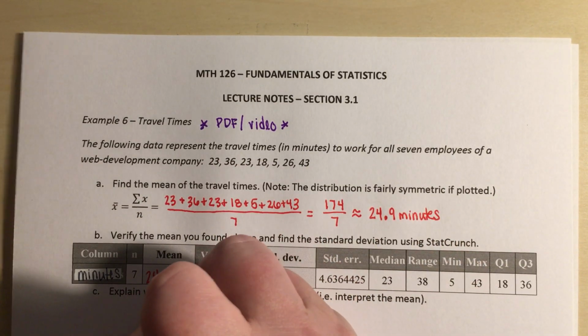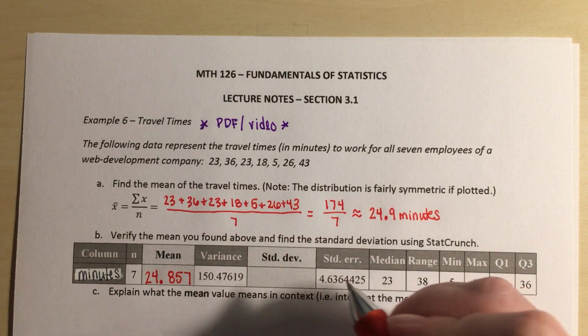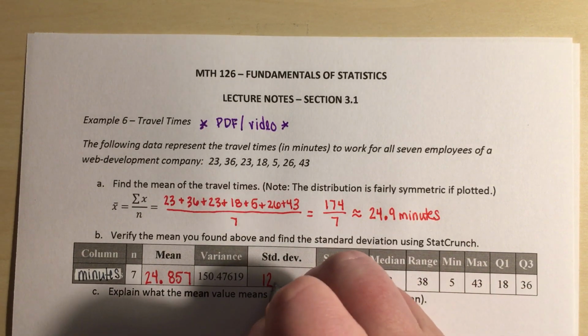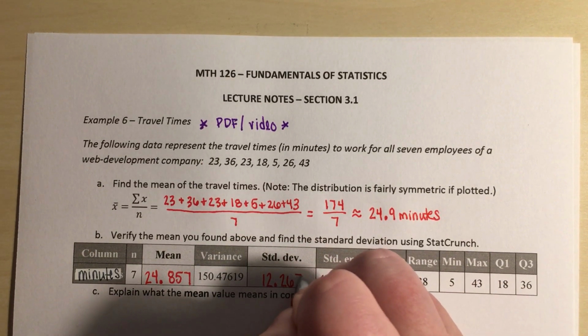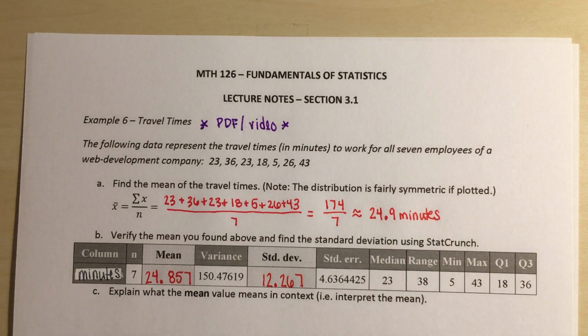that's going to give us a value of 24.857. And our standard deviation turns out to be 12.267. Again, oftentimes with these, we're going to be asked to round to either 2 or 3 decimal places. Just pay attention to what you're being asked in the problem.